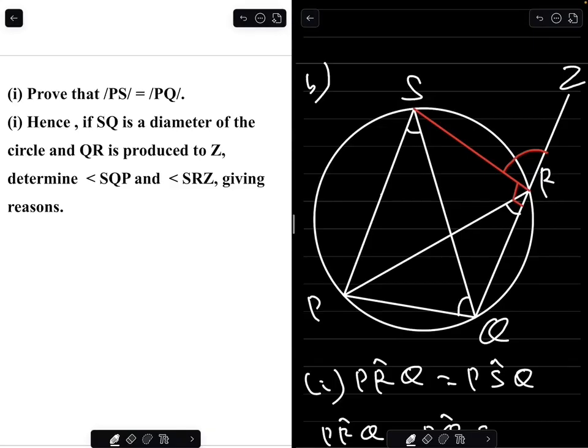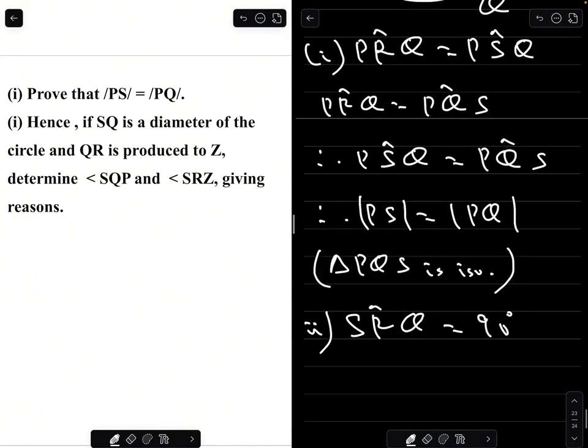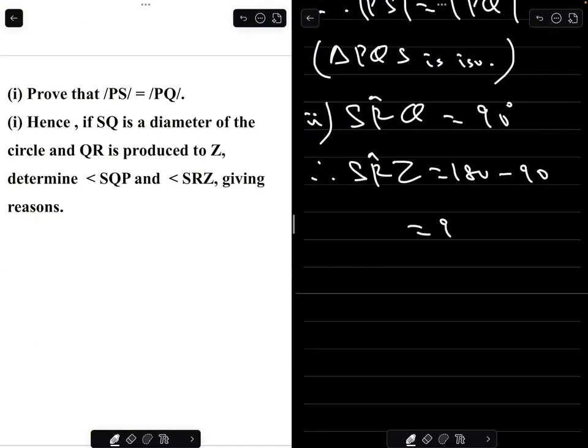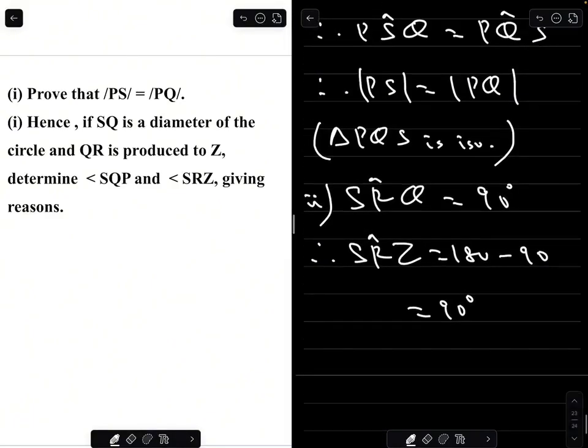That means SRZ is also 90 degrees. SRZ plus SRQ equals 180 degrees, angles on a straight line. So, therefore, SRZ is equal to 180 minus 90, and the reason for that is angles on a straight line. That therefore means angle SRZ is 90 degrees.